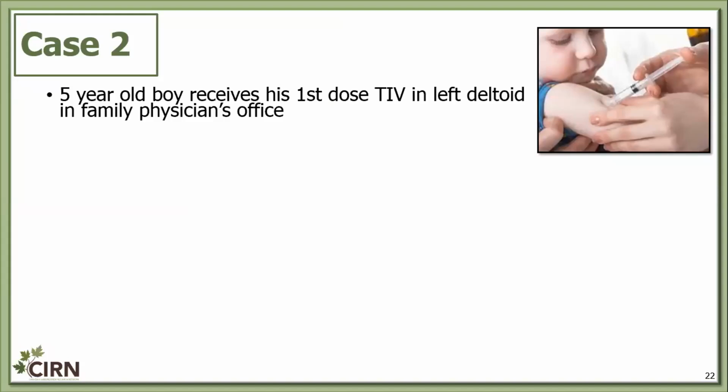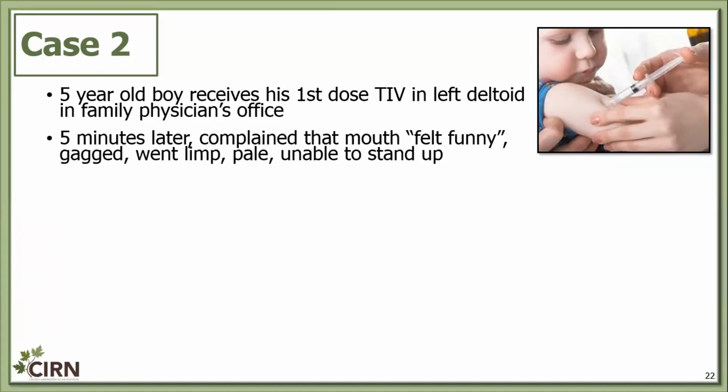So move on to another case. This is a 5-year-old boy, and these are real cases that we saw in the SIC clinic. A 5-year-old boy got his first dose of trivalent influenza vaccine in his left deltoid in his family physician's office. Five minutes later, he complained that his mouth felt funny and he gagged and went limp and pale and was unable to stand up.